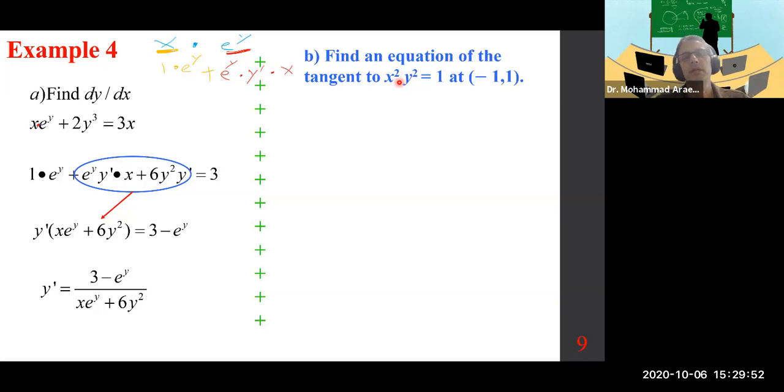So let's do this one by one. X squared, the derivative is 2x times y squared. What is the derivative of y squared, class?